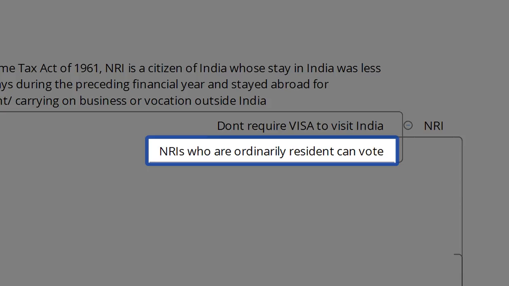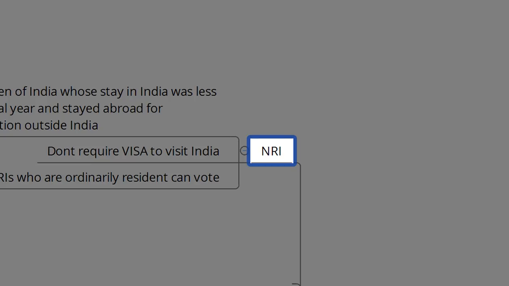That means, who is an ordinary resident? Whose stay in India is less than 182 days during the preceding financial year and who stayed abroad, as told, right? So those who are ordinarily resident can vote. Actually, we have to refer to the Income Tax Act to understand whether a person is a resident or non-resident, and in case he is a resident, whether he is ordinarily resident or not. According to the income tax provisions, a person is determined as ordinarily resident. Once he is determined as ordinarily resident, then that NRI can vote.